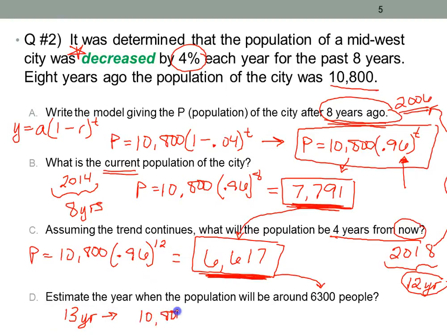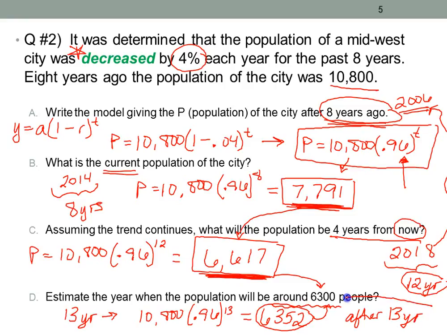So 10,800 times 0.96 to the 13 years. Plug that in. And after 13 years, you're at 6,352. So it says, when are we going to be pretty darn close, or around 6,300 people? Well, this is about as close as we can get. So after 13 years.